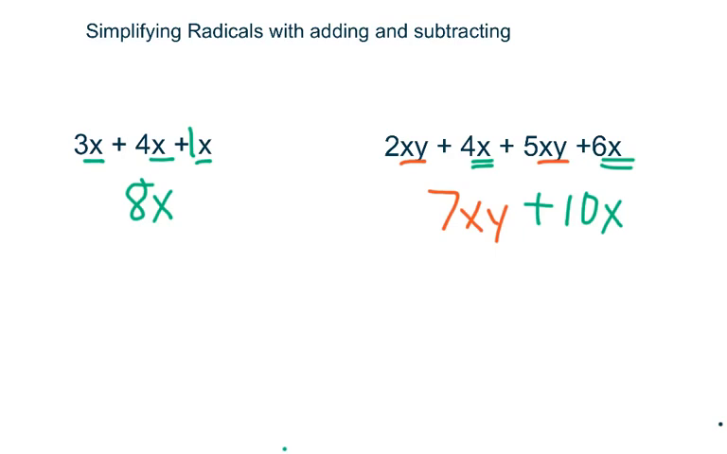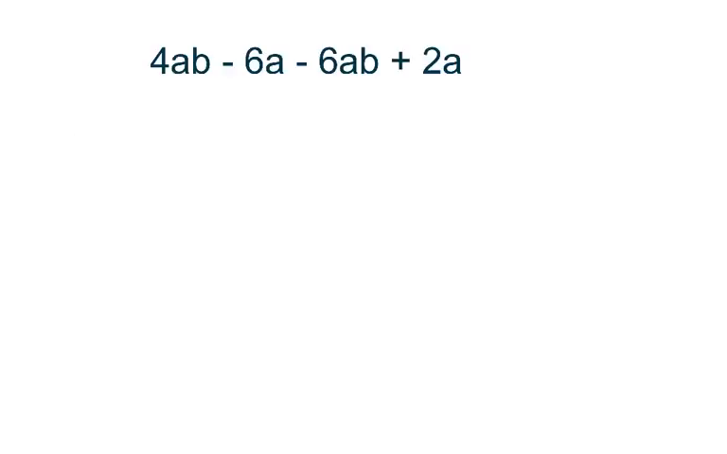And then finally, let's look at the last example here: 4ab minus 6a minus 6ab plus 2a. Again, let's underline and identify the items with the same caboose. There I've got an ab, nothing with an a. Here I've got an ab. So those two have the same caboose. What else? The 6a and the 2a. Those I can combine because they have the same caboose.